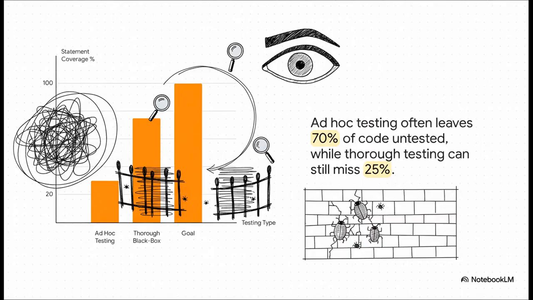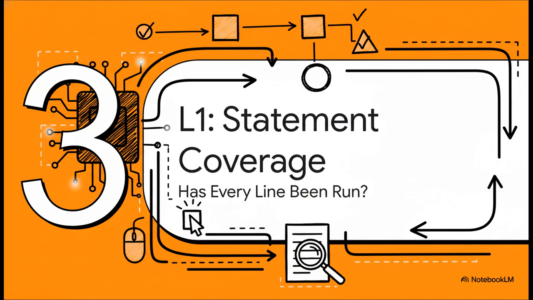And honestly, this is where things get a little scary. Studies have shown that the typical kind of informal, let's just click around testing might only execute about 30% of the code. 30. Even what we'd call really thorough black box testing often only hits around 75%. That leaves a massive chunk of your application completely untested, just sitting there, potentially hiding some nasty bugs. So how do we start to close that gap?